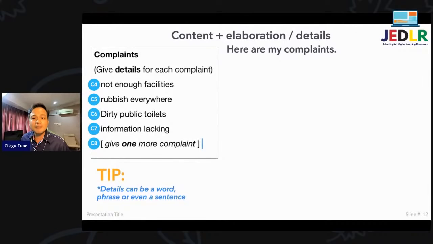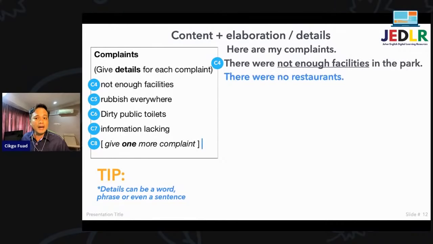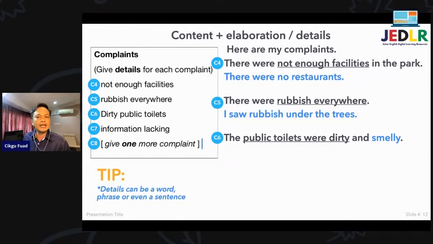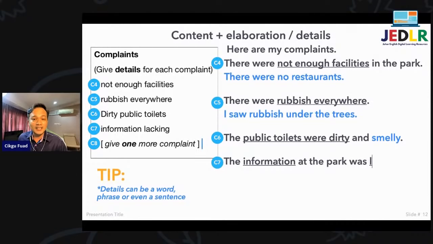So for example here, C4, there were not enough facilities in the park. There were no restaurants. So there were no restaurants is the detail for C number 4, and then you will get content point number 4. If you do not give details, then you will not get content point number 4. Content point 5, there were rubbish everywhere. I saw rubbish under the trees. Content point number 6, the public toilets were dirty and smelly. You see the word smelly over there? That explains the public toilets were dirty. So that is the detail for the public toilet, and you will also get point for that. Easy, isn't it? Now C number 7, the information on the park was lacking. I got lost there.